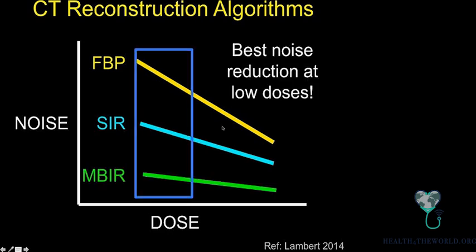And notice, though, that the best reduction is going to be at low doses. At low doses, you have really high noise for filtered back projection. If you give enough dose, everyone can do fine. They all kind of converge, and you have low noise down at this side of the graph. So your reconstruction algorithms only sort of earn their keep when you're dealing with the low dose range.